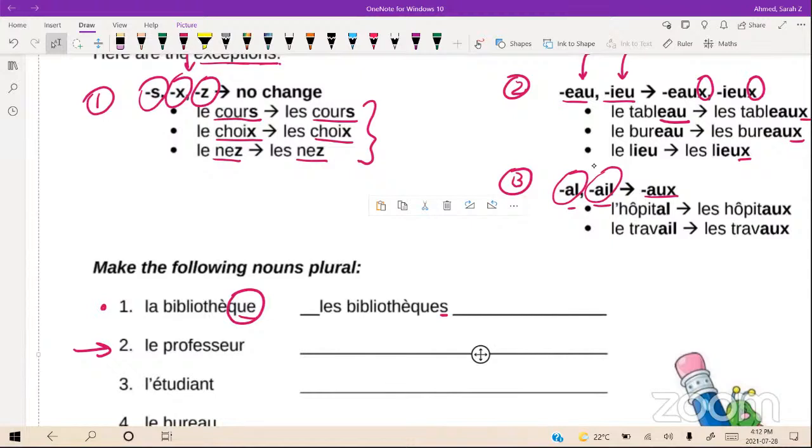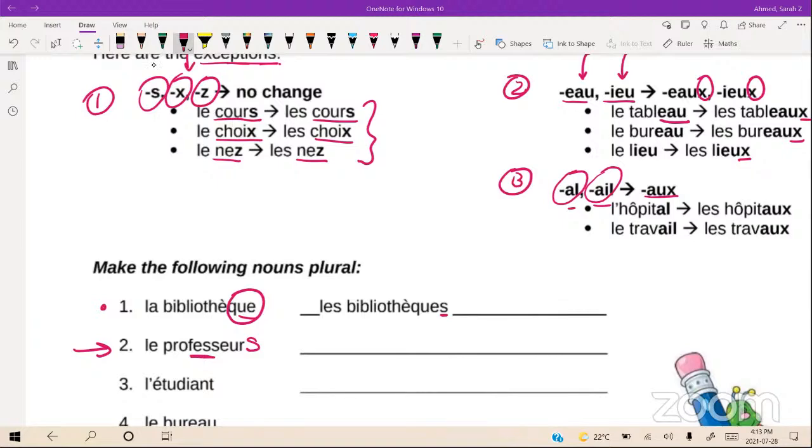Okay, so now I see it. So you said les professeurs. Okay, so your spelling is almost right. I would say, instead of FER, you would write FES, like over here, FES, and then just add S at the end. You did that. Okay, excellent.